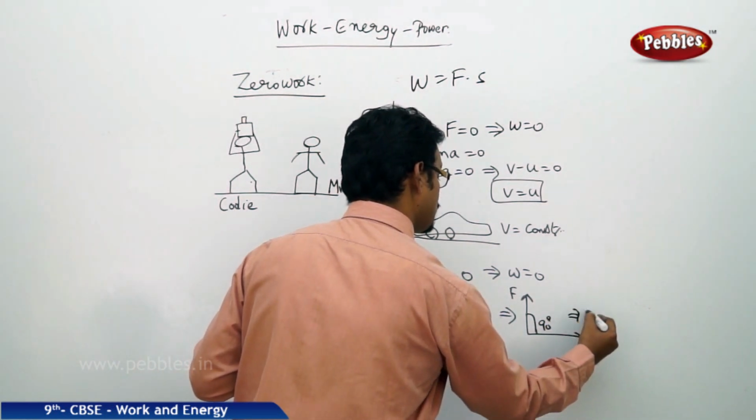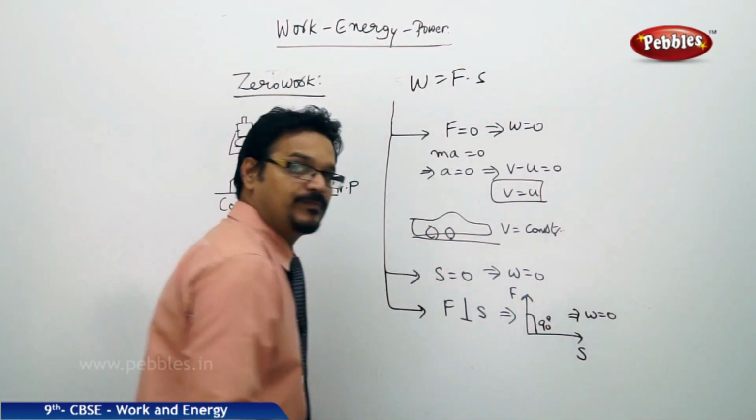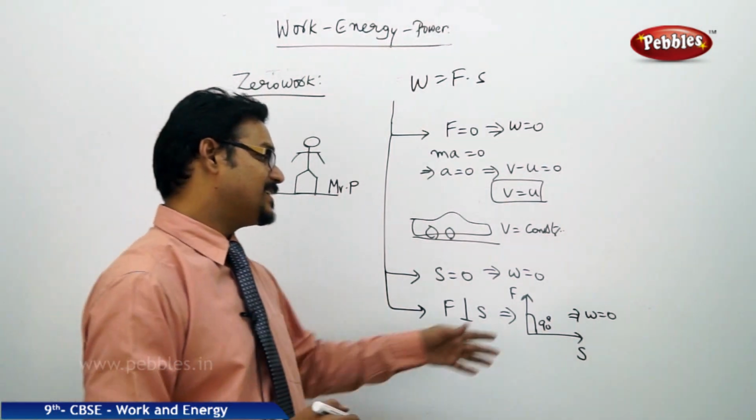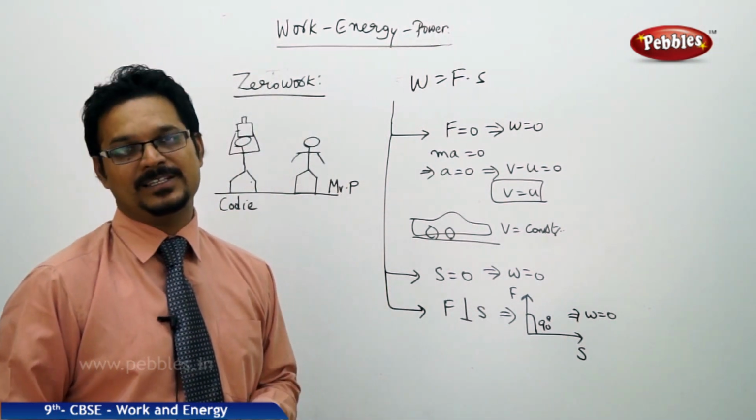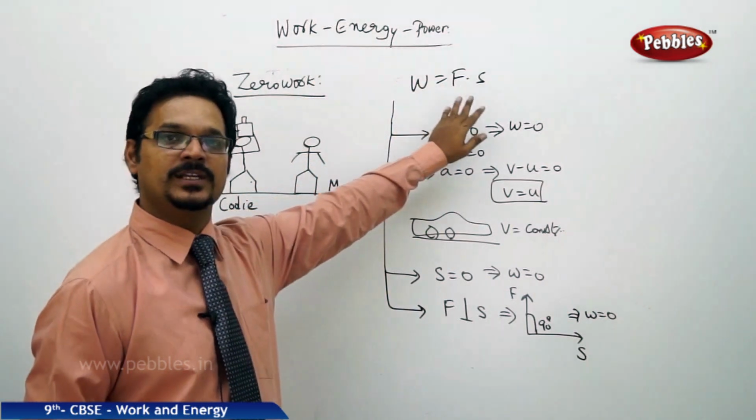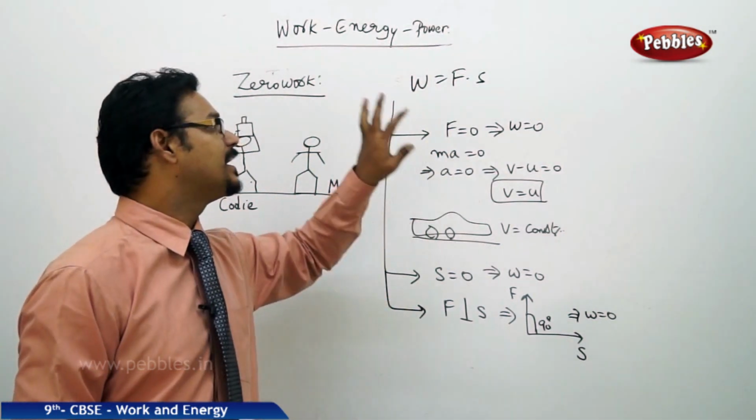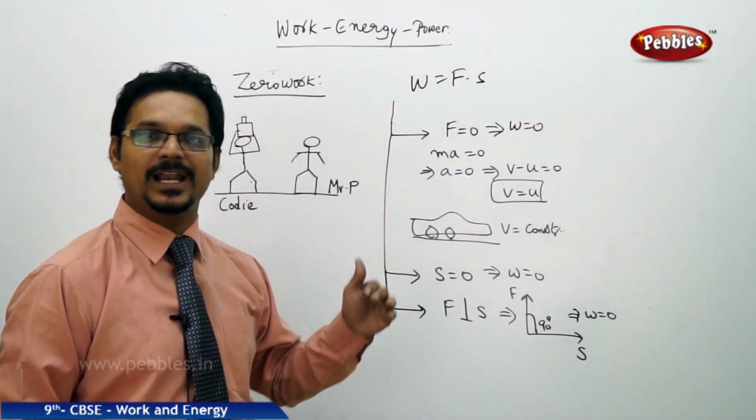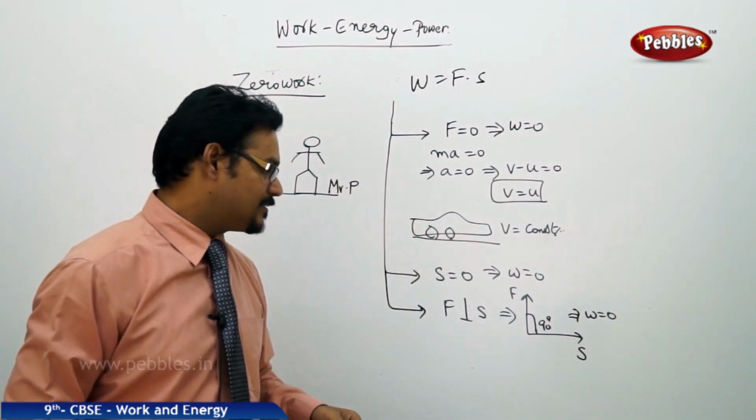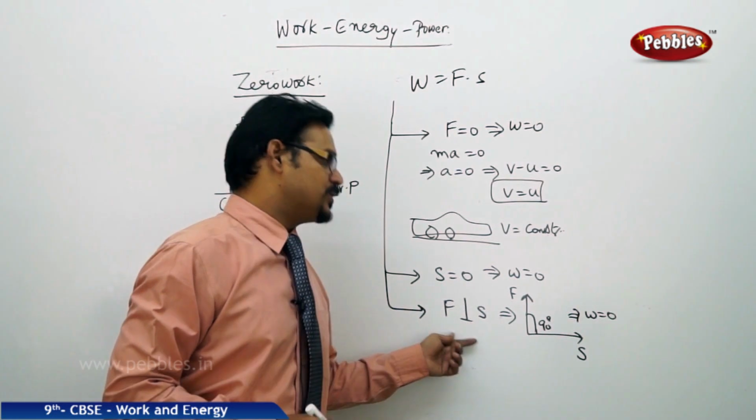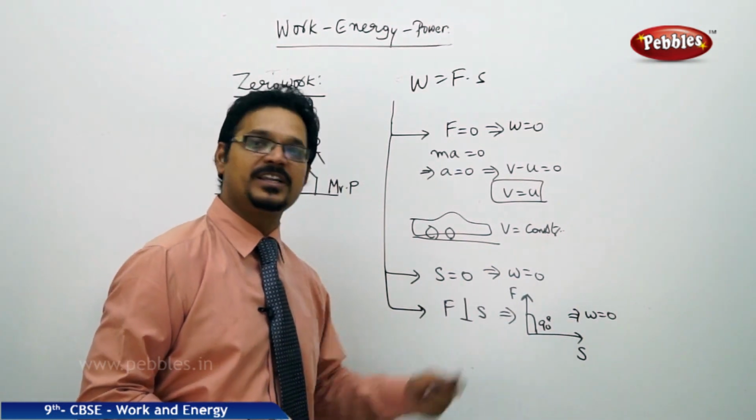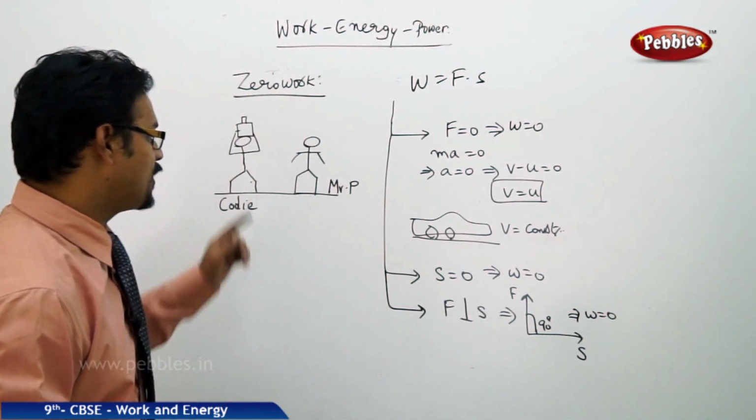In that case also work done is 0. Why 90 degrees 0? You get to know when you go to higher classes, because this formula is actually F s cos theta, but at your level we discuss only W equal to Fs. So when you go to higher classes you get to know more things. So when force and displacement are perpendicular, work done is 0. Now come back to the story here.